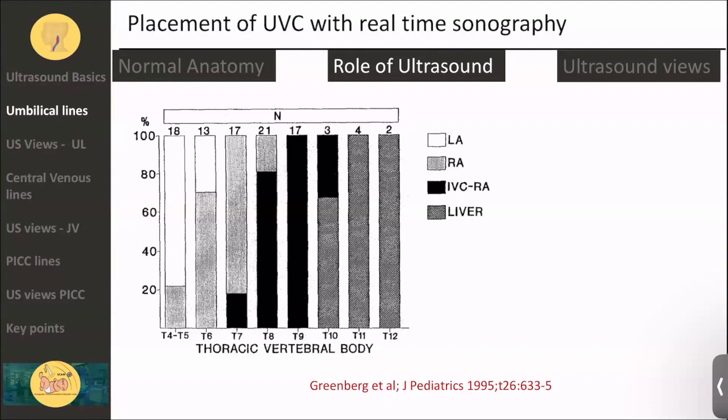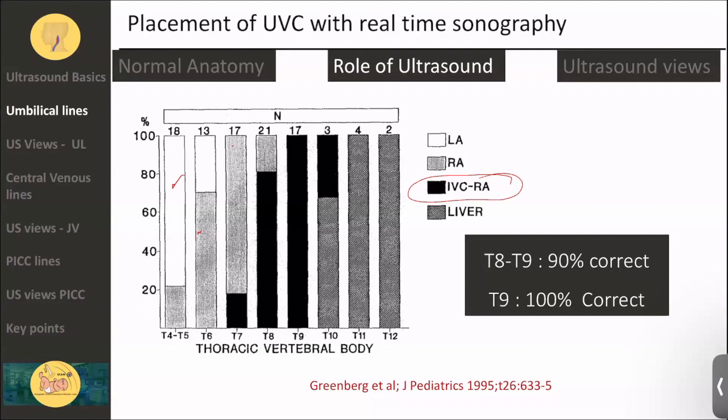You can say that 18 lines were in the left atrium, 18 lines were in the liver, 13 were in the right atrium. So the lines are in different places. These are the lines which were at the right junction. Right junction is the junction of the inferior vena cava to the right atrium.